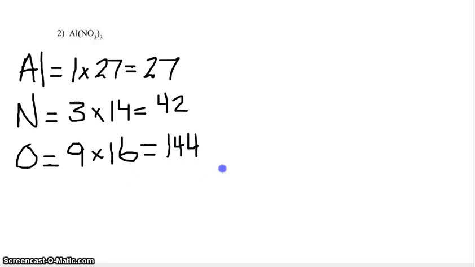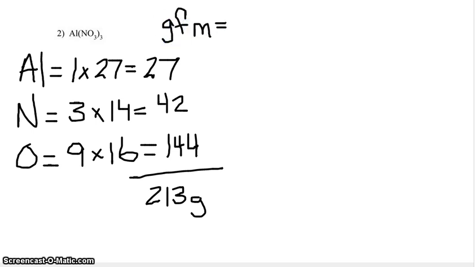And if I add all these up to get my formula mass, I end up with a total of 213 grams for my formula mass. So my GFM for aluminum nitrate is 213 grams. And that's what I'm going to use to calculate my percent composition.